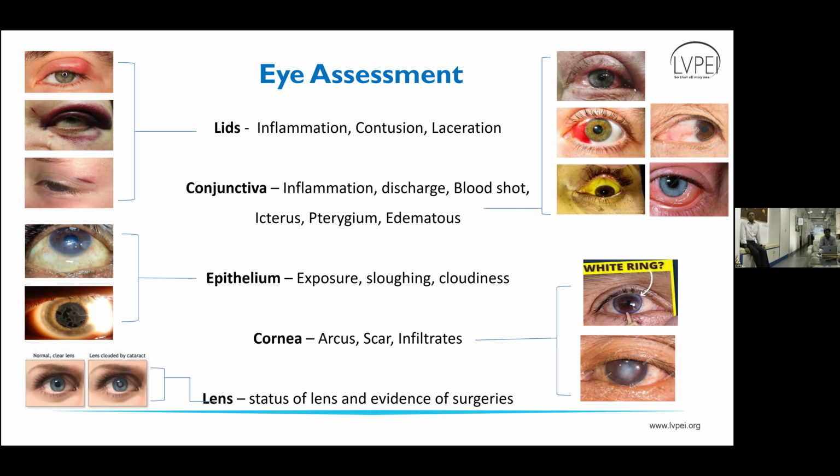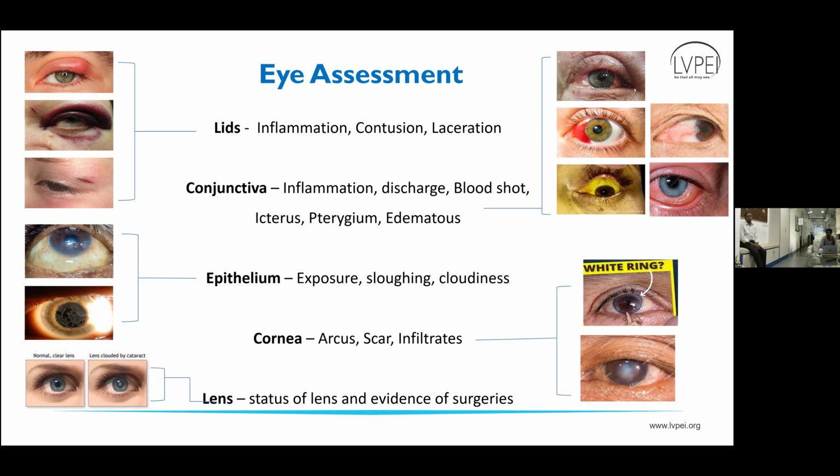And again, epithelium. Epithelium is the outer surface of the cornea, right? So we need to look for any exposure. When will the exposure happen? Usually when the eyes are open and exposed to the air, the eyes will get dried, right? So the corneal epithelial layers will get dried. Due to that, it is called exposure keratitis. So sloughing is after the stage of exposure, after severe exposure, then the epithelial layers start breaking.